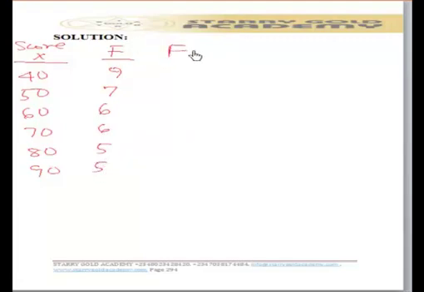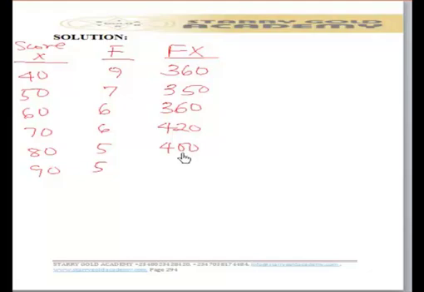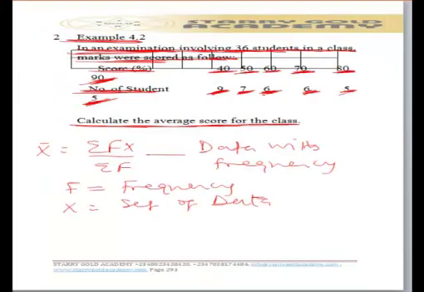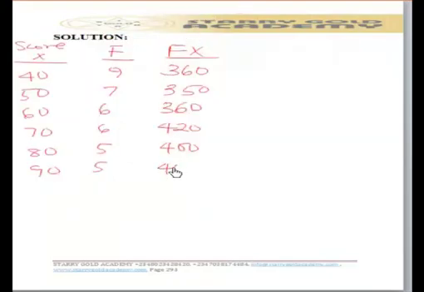So let's now go for column fx, and by column fx, that will give us f times x. So we have 40 times 9, this will give us 360. We have 50 times 7, that's 350. We have 60 times 6, 360. 70 times 6, that's 420. We have 80 times 5, that's 400. Then we have 90 times 5, which is 450.